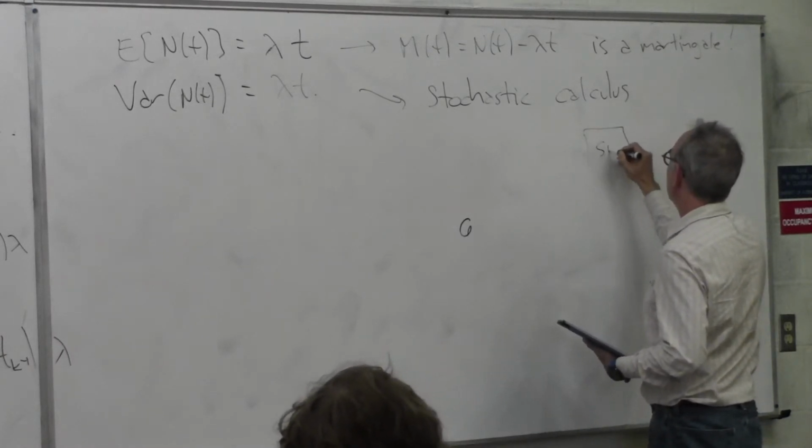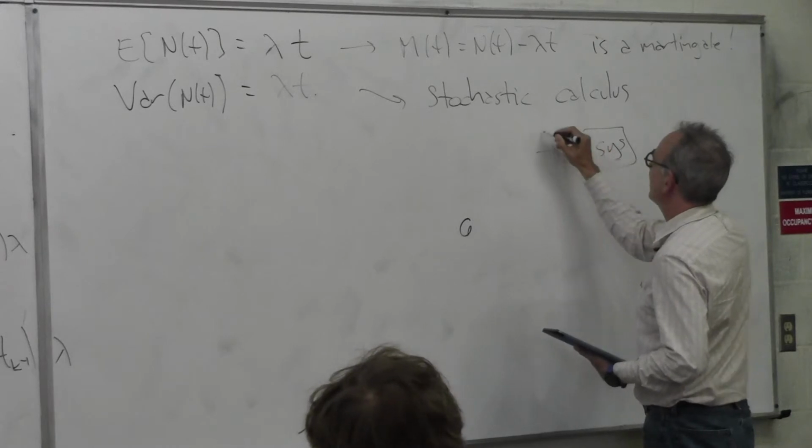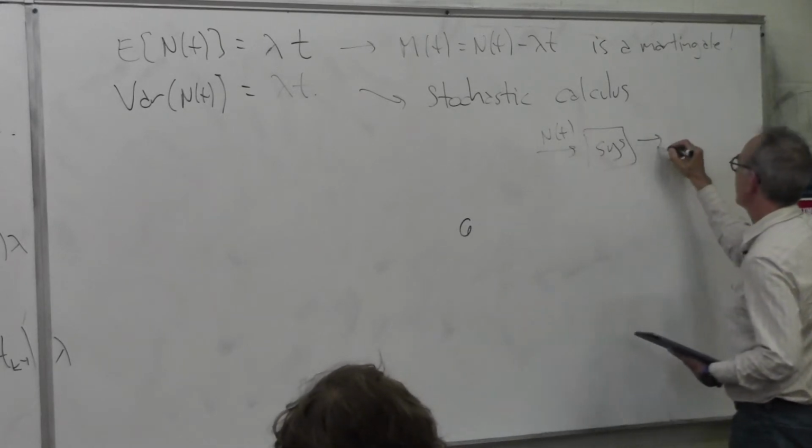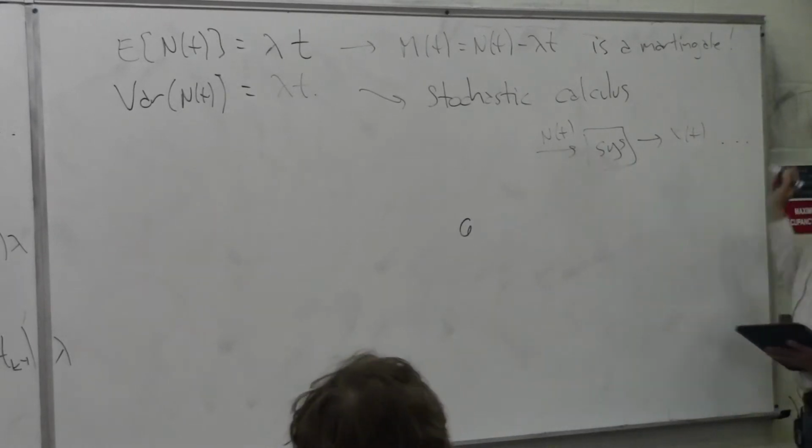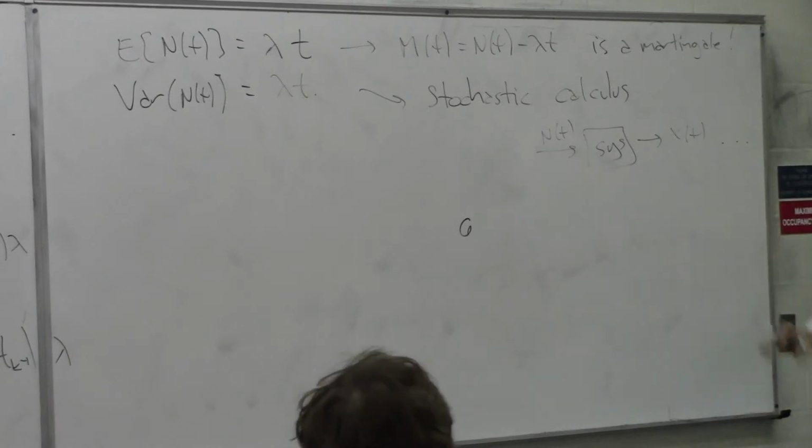You might have some system driven by a Poisson process, and you have some output coming out, and you could keep going. We won't do it, don't worry. But you could develop all of that machinery. All right. What else do I want to say?